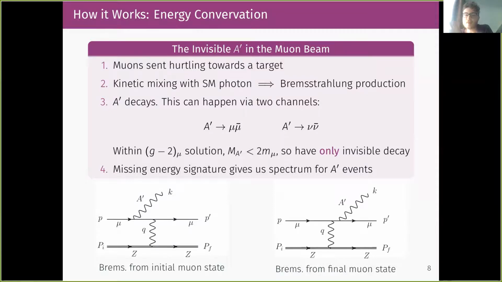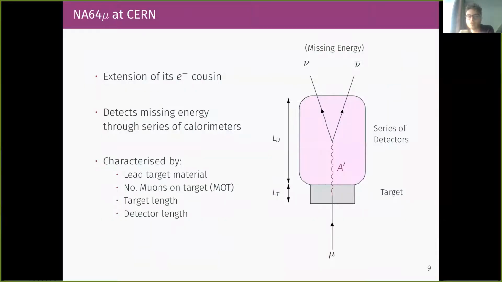And these experiments will look at this missing energy signature to give us a spectrum for kind of what went on within the beam that we couldn't see. How many A prime events happened to account for that missing energy. And we'll look at NA64mu, the data that we've kind of generated is from NA64mu.